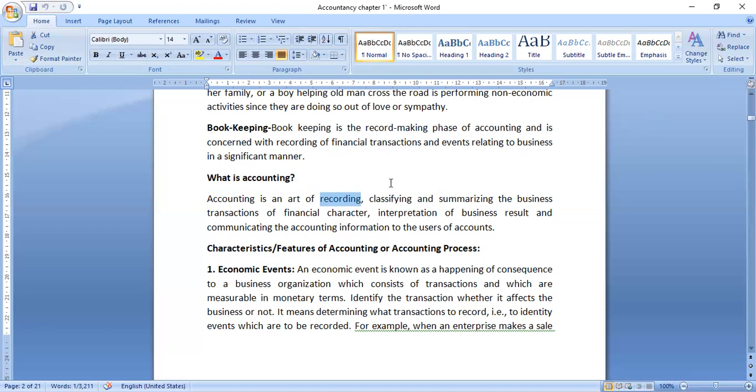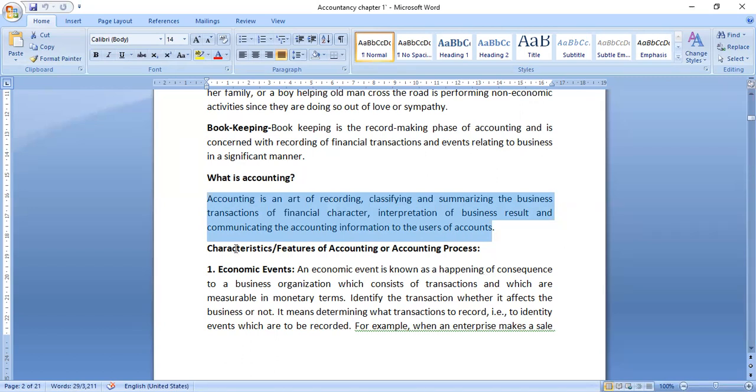The whole definition of accounting is: an art of recording, classifying, summarizing business transactions of financial character, and interpretation of the business results, and communicating the accounting information to the different types of users of accounts. This is the whole definition, and I like this definition because it includes all the steps of accounting. If you want to prepare the accounts of a business firm or any enterprise, you have to follow some sequence, some steps, and this definition includes all the steps. That's why I like this definition.